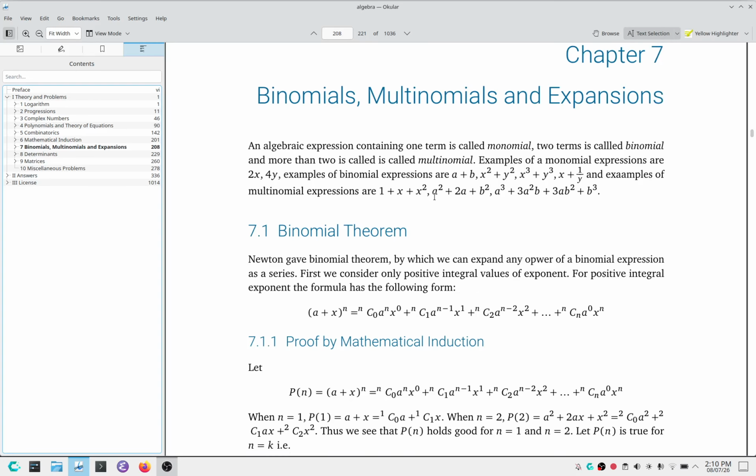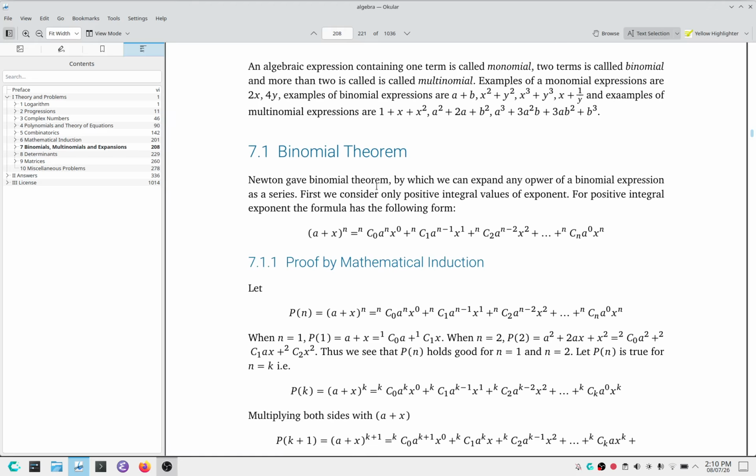A fact you have to observe here is a squared plus 2ab plus b squared is actually a plus b whole square. So a plus b whole square is a binomial, but the expansion is a multinomial. Similarly, this is a plus b whole cube. So the cube one is binomial, but the expansion is multinomial.